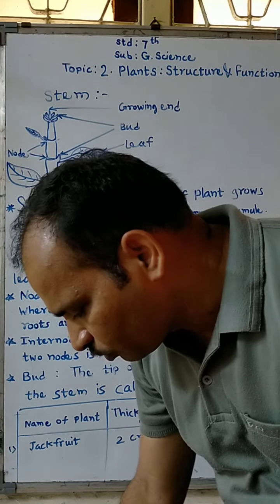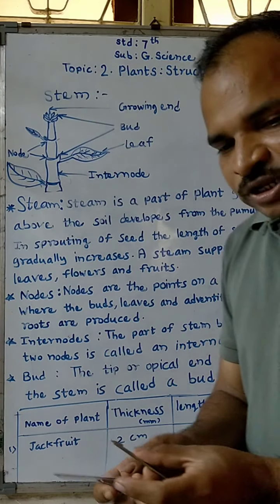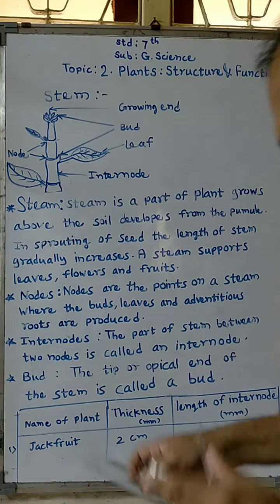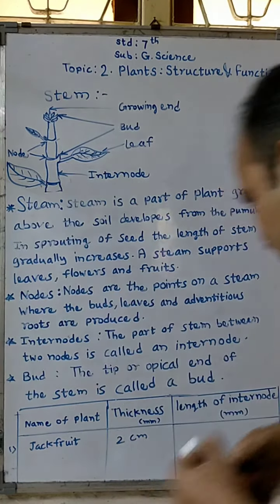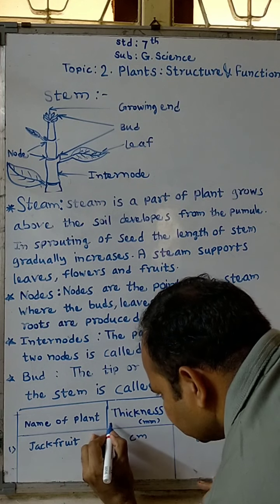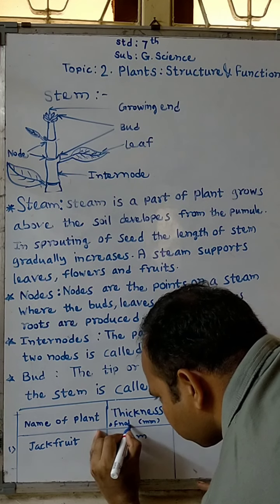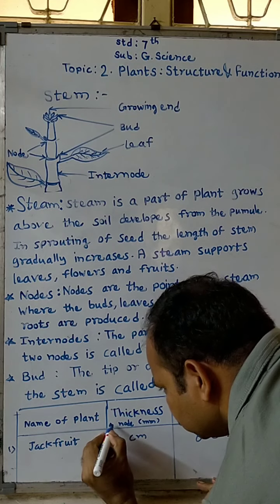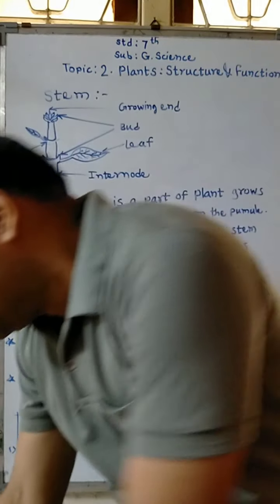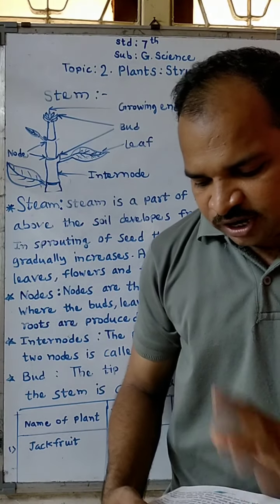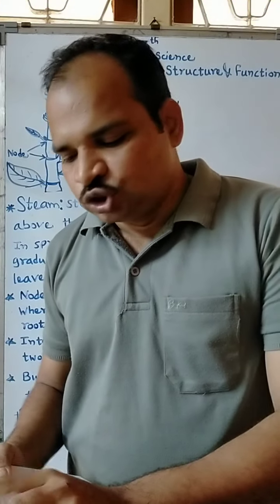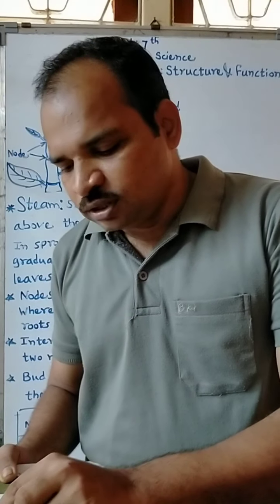The length of the internode will be 6 centimeters, and the thickness of the node is 2 centimeters. Like this, you have to fill in the thickness and length of internodes of two plants. The first is sugar cane and the second is fenugreek.